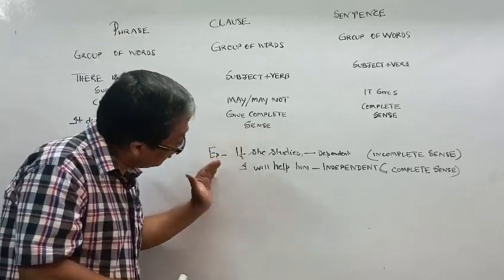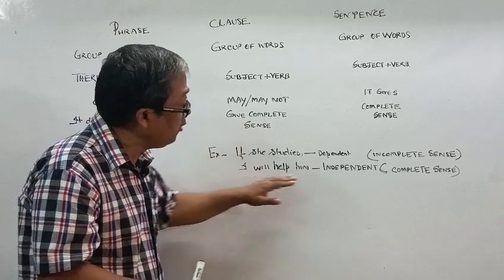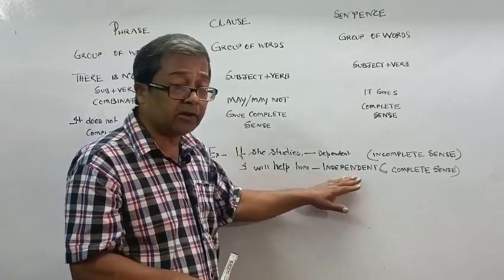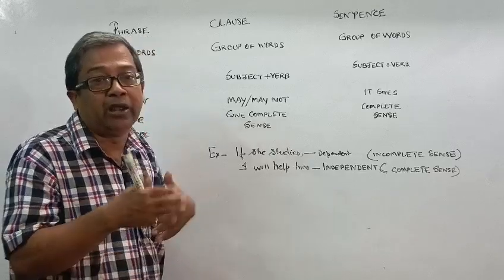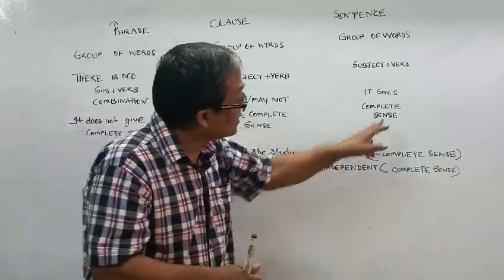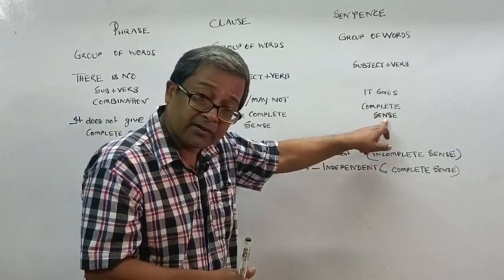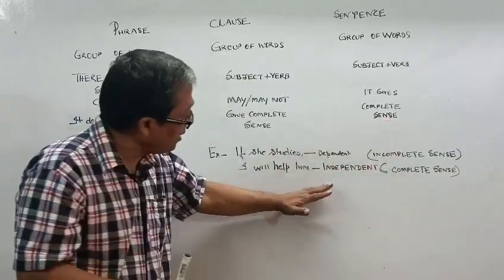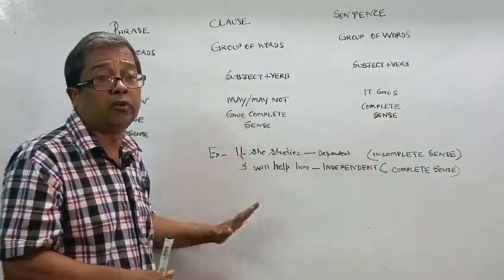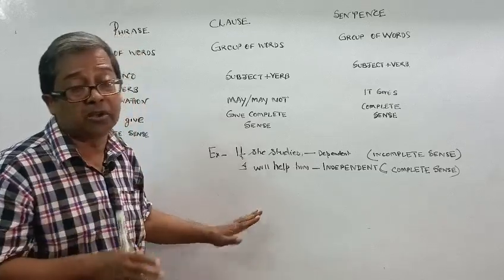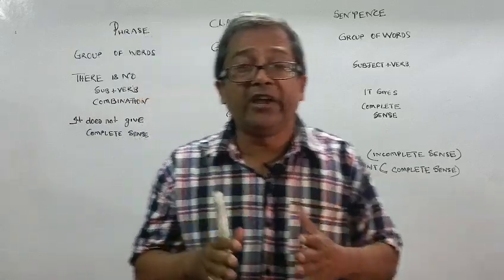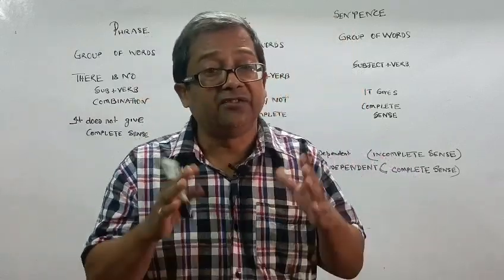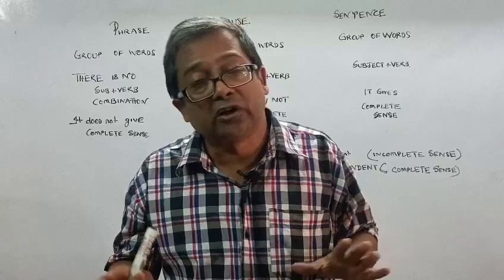But if I look at the later part of the sentence, I will help him, this is an independent clause and by itself it will give a complete meaning that I will help someone. So a sentence will give a complete meaning, the whole part, and a clause may or may not give a complete meaning. This you have to keep in mind. So I hope you have understood the difference between a phrase, clause and a sentence, and this session has cleared your doubt once for all.